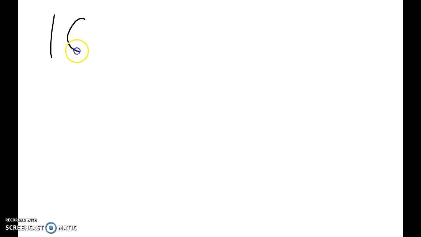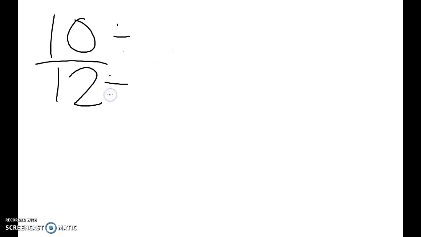So if I have the fraction 10/12, I want to divide the top and the bottom to find a new equivalent fraction. Now remember, I have to divide the top and the bottom by the same number. So I need to think of a number that I can divide 10 and 12 by evenly. So 10 and 12 I know are both even numbers, which means they are divisible by 2. 10 divided by 2 equals 5.